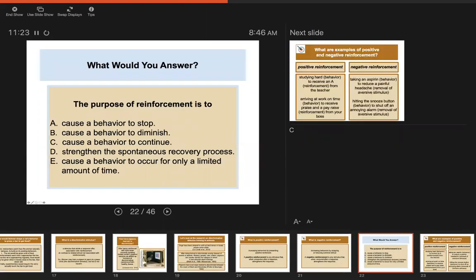So here's a little comprehension check. The purpose of reinforcement is to, this is key to understand for this class, is to cause a behavior to continue.